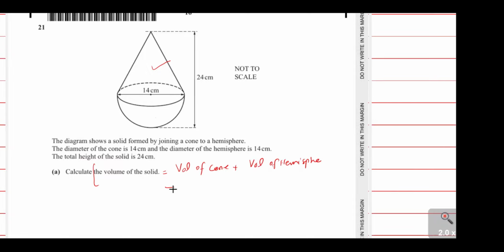The volume of cone is 1 over 3 pi r square h and the volume of hemisphere is 4 over 3 pi r cube into 1 over 2. Look here, the radius of hemisphere and cone is 7. We take common 1 over 3 pi r square. We get h plus 2 times 2 is 4. So we get 2r.